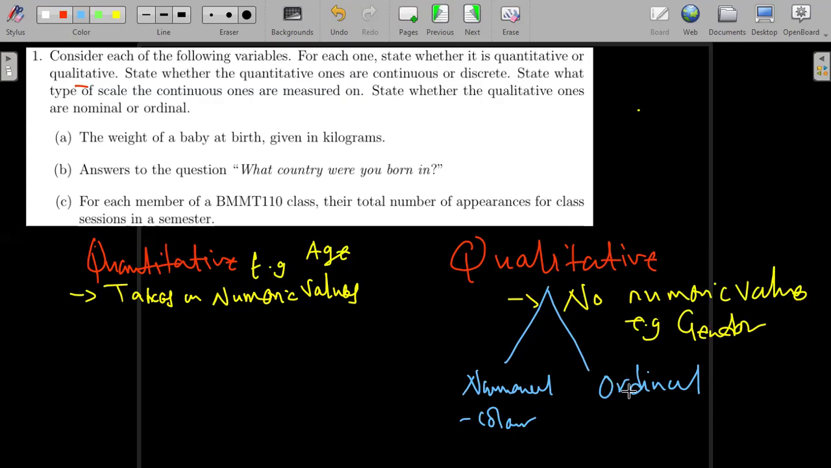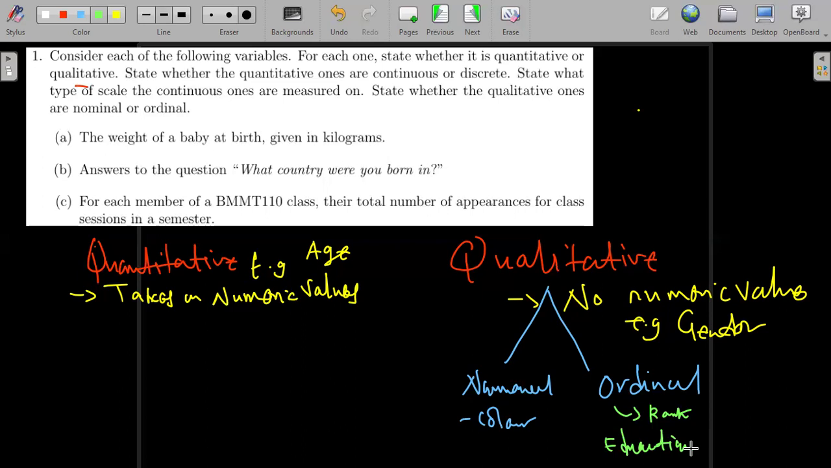When we talk about ordinal, an ordinal variable is categorized in a meaningful order. So here there will be a rank, and that will be taken note of. For example, your education level. We all know that a degree is better than a diploma, and a diploma is better than a grade 12 certificate.